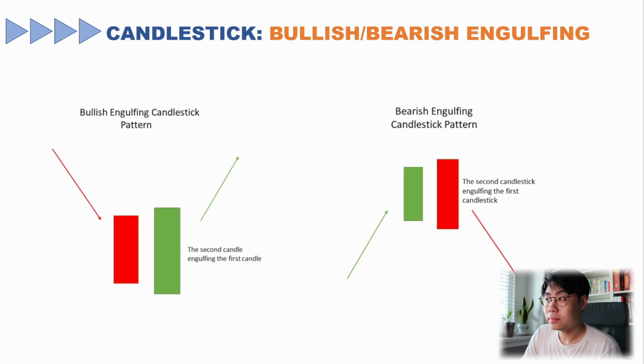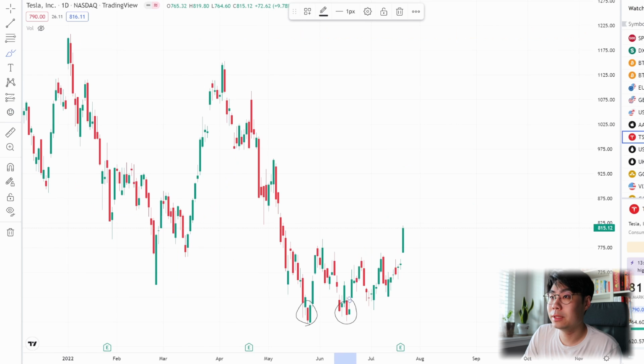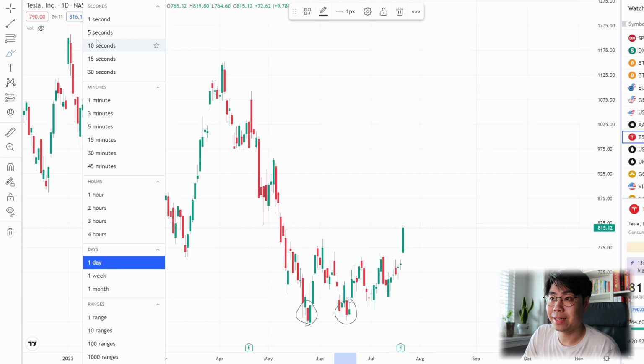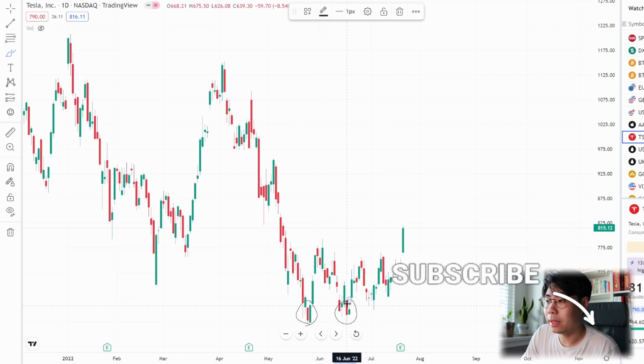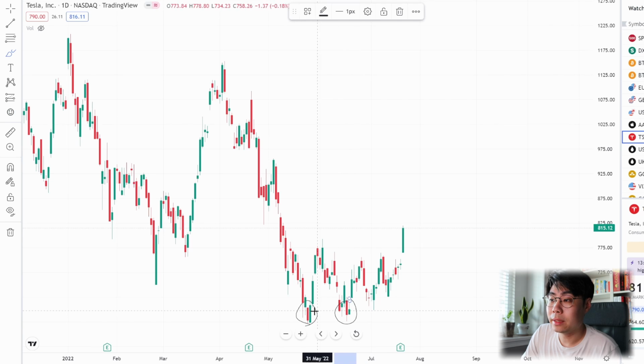But right now, let's give a few examples on TradingView to look at some of these candlestick patterns that we just talked about. So right now we're looking at Tesla on a daily time frame. You can also, of course, change it to weekly or monthly, but let's look at it from a daily standpoint. I highlighted two that could be a potential bullish engulfing, and this is a potential bullish Harami, right?